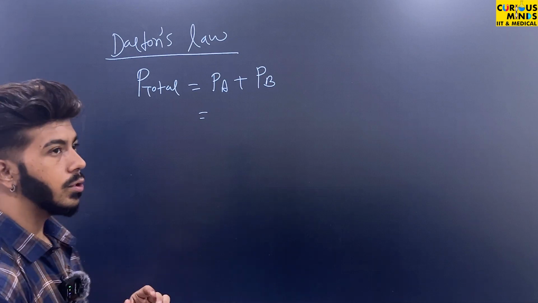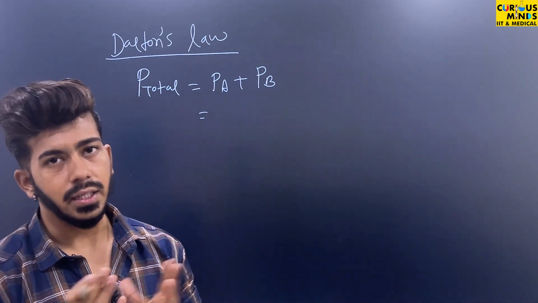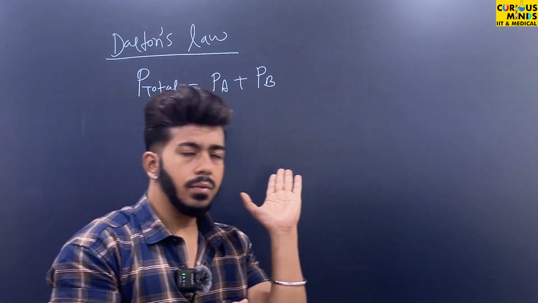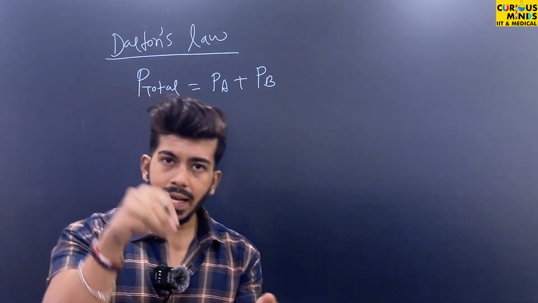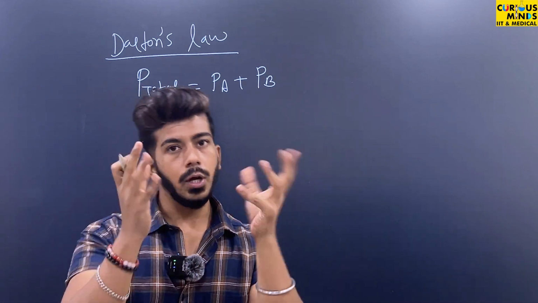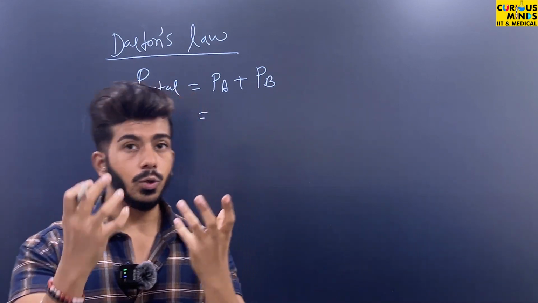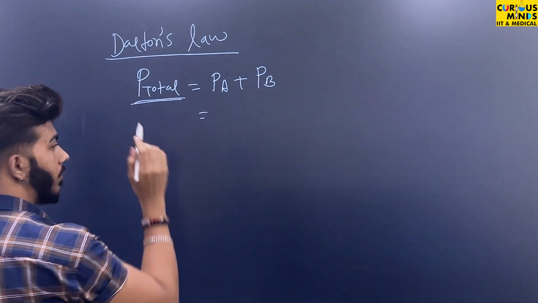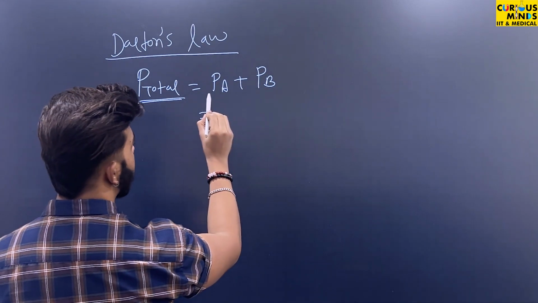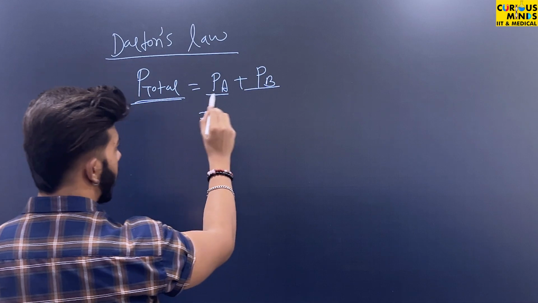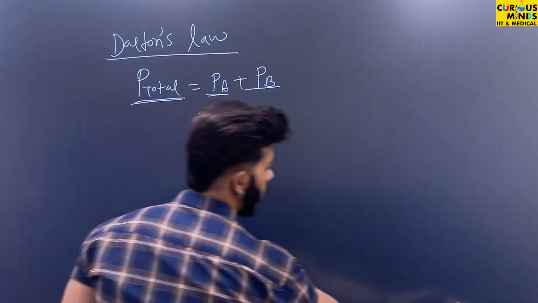So after this, there is Dalton's law. Dalton's law is nothing but this: suppose I have a beaker, just like the last slide, having A and B both. So there is vapor of A and also vapor of B, both have pressure, and the total pressure when we combine both is called Dalton's law. That is, the total vapor pressure of the system will be equal to the partial vapor pressure of A plus the partial vapor pressure of B.